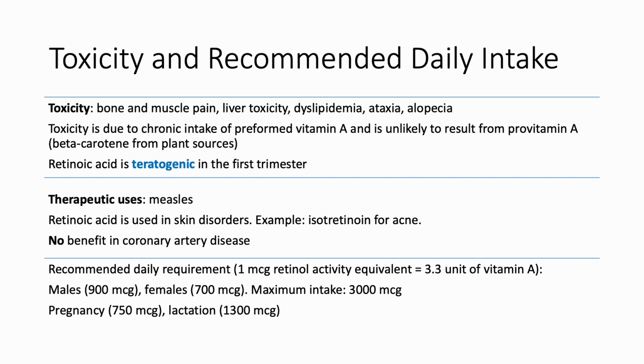Vitamin A is used therapeutically in many children with measles, especially in countries where deficiency is common. Retinoic acid, a form of active vitamin A, is used in many skin disorders. For example, isotretinoin is used for acne, again, very teratogenic. It can never be used in pregnancy or in women who are likely to become pregnant. You need strict birth control method.